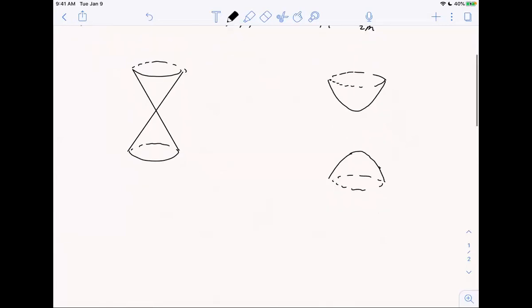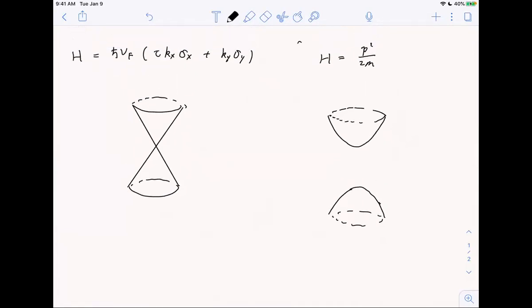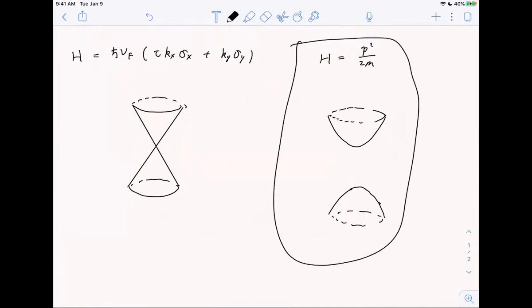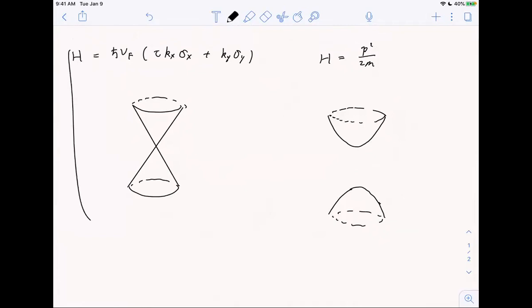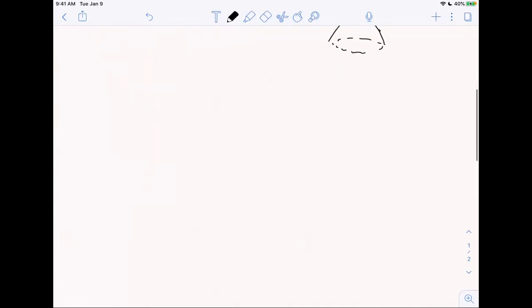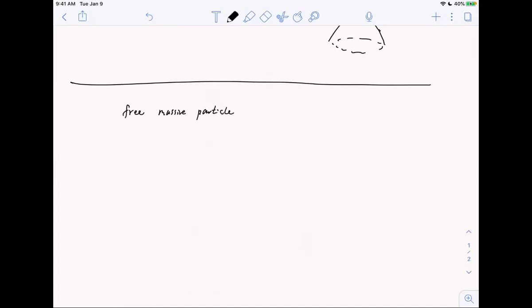Okay, so let's deal with the conventional particle first and get the Landau level. And then after that, we'll get the Landau level of the Dirac fermion. Then we will see the difference. Okay, so let's go with the conventional particle. So let's consider a free massive particle in a uniform magnetic field.